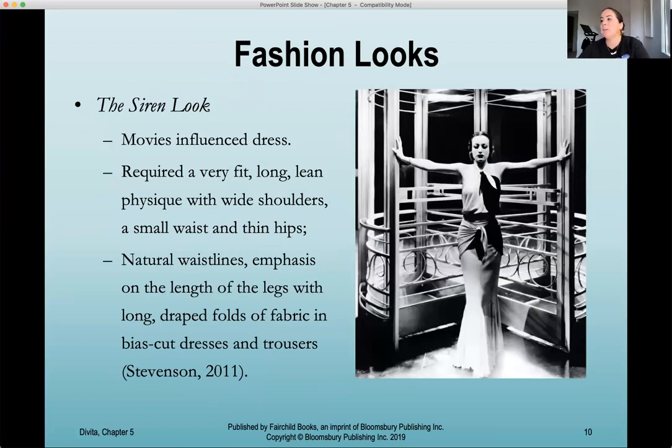The siren look. This look was influenced by film and cinema. It required a very fit, long, and lean physique with wide shoulders, a small waist, and thin hips. So this was the look of this time. It also, which is really interesting, required a certain body type in order to pull it off. This was all about a natural waistline, emphasis on the length of the legs, with long draped folds of fabric, bias cut dresses and trousers.